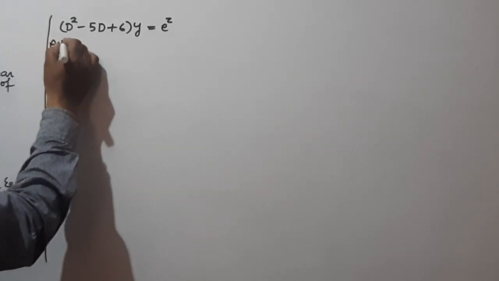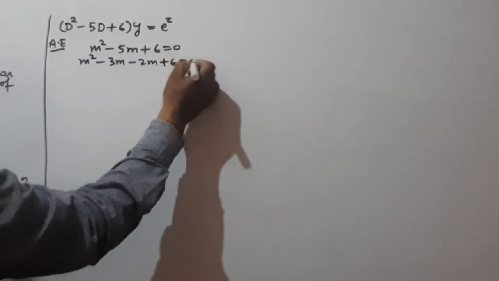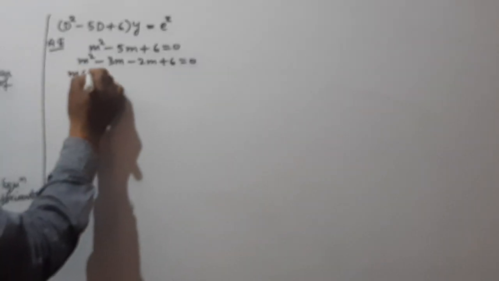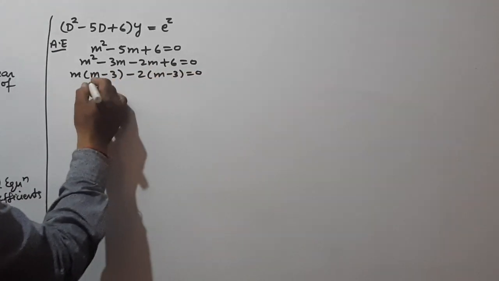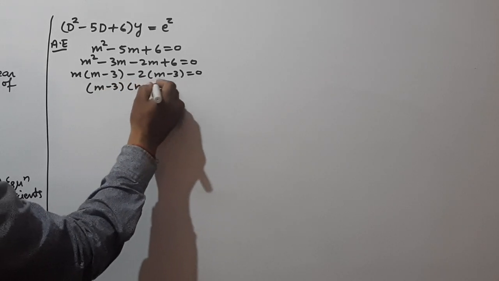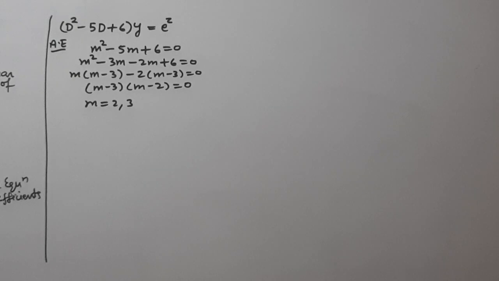Now first we find the auxiliary equation. For the auxiliary equation we replace D with m. So we get m square minus 5m plus 6 equal to 0. Now we factorize this, so we get m square minus 3m minus 2m plus 6 equal to 0. Taking common m, we get m minus 3. Taking common 2, we get m minus 3. Taking common m minus 3, we get m minus 2. So the roots of the auxiliary equation are 2 and 3, which are distinct.